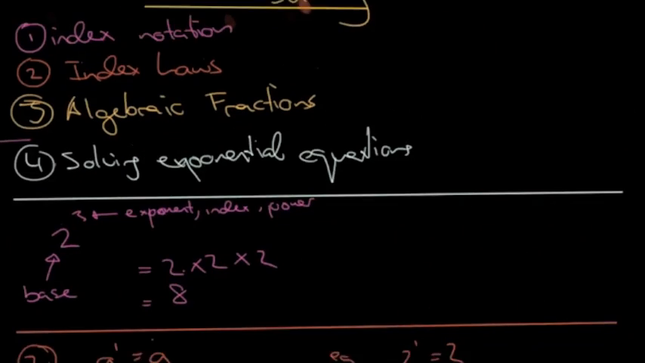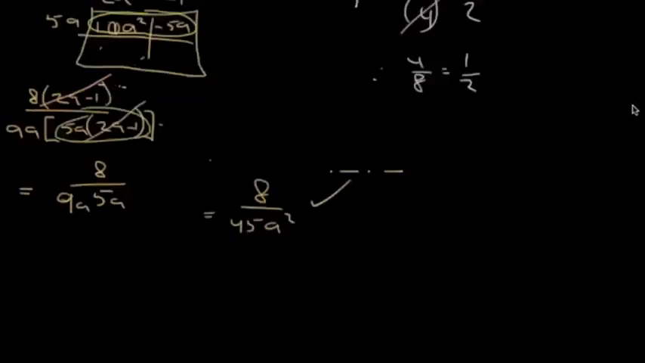Now we'll have a look at solving exponential equations. Let's think of an example. Something like 16 to the power of x times 64 to the power of 3x minus 2 equals 8 squared.